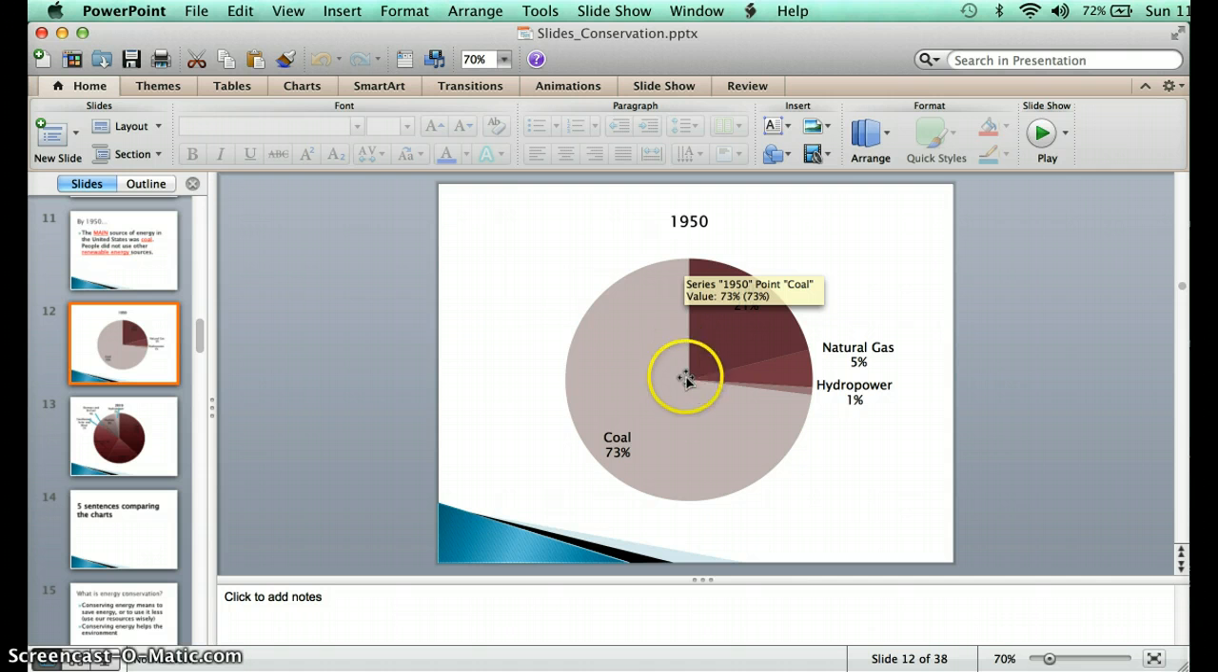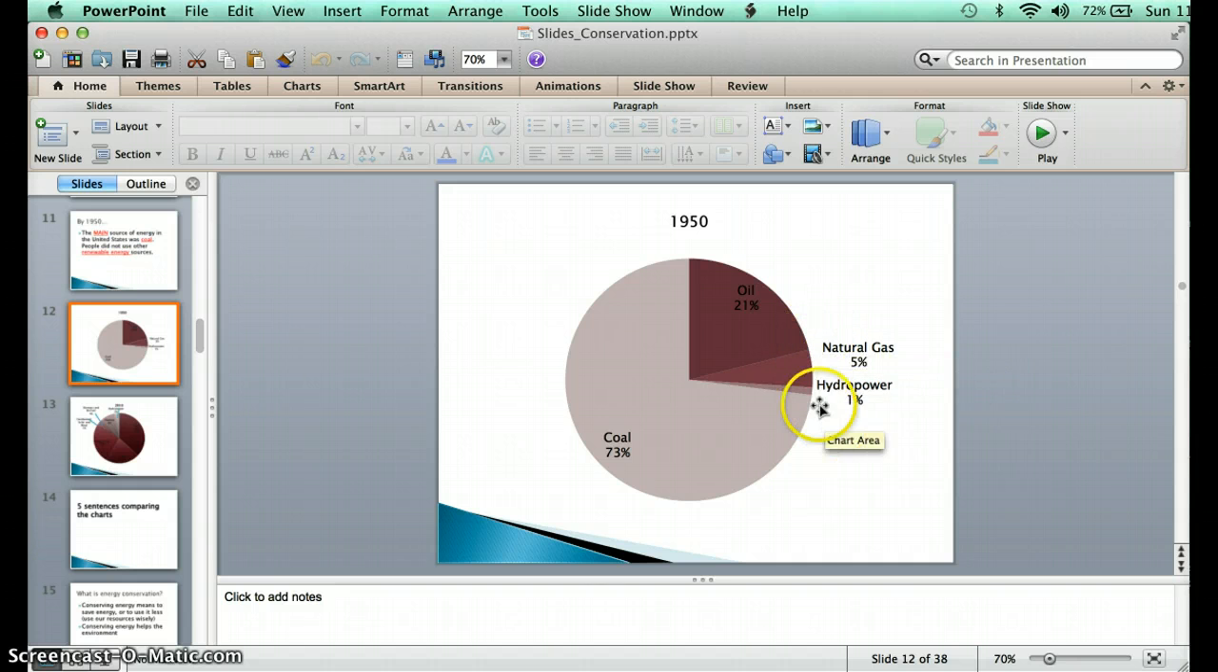Okay, so you're going to draw 73% of the pie chart is coal. So in 1950, we got our energy mostly from coal, right? 73% of our energy came from burning coal. Over here we have oil. So we were using oil, so 21% of our energy came from oil.